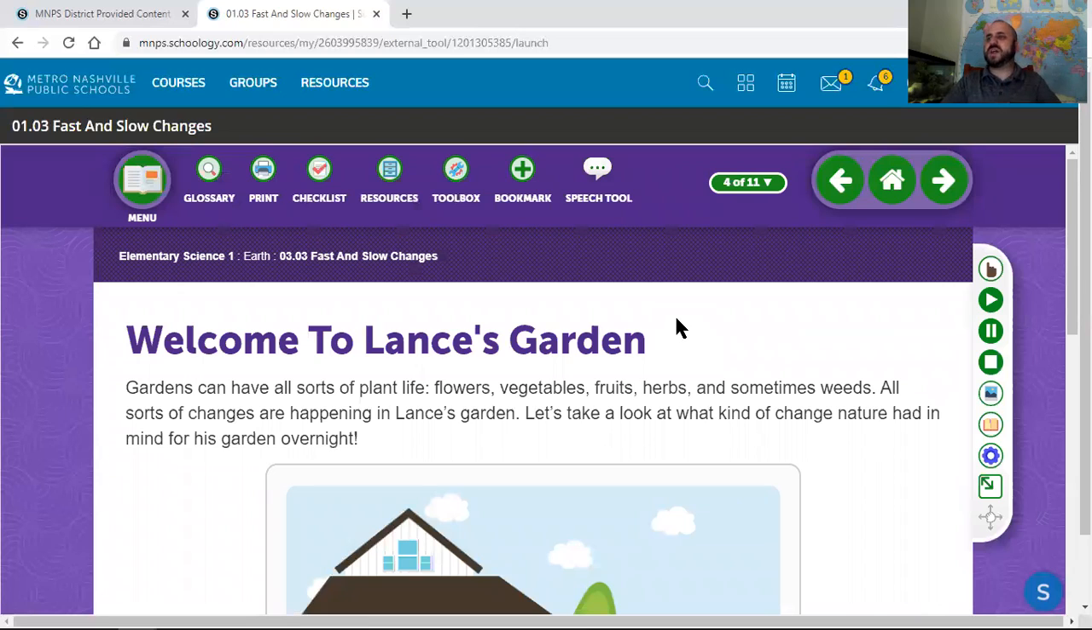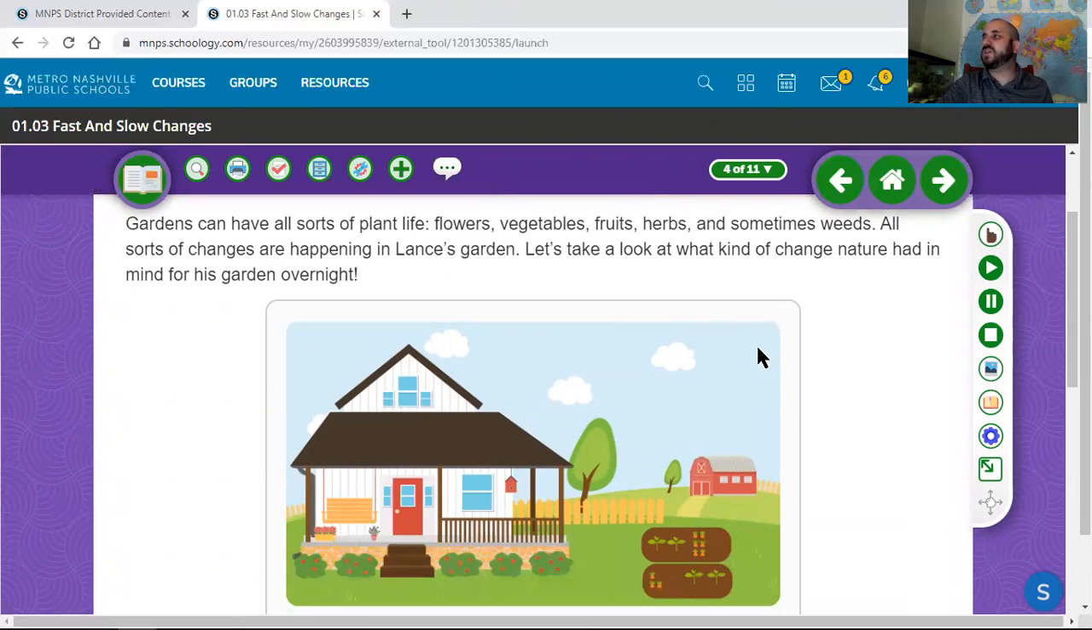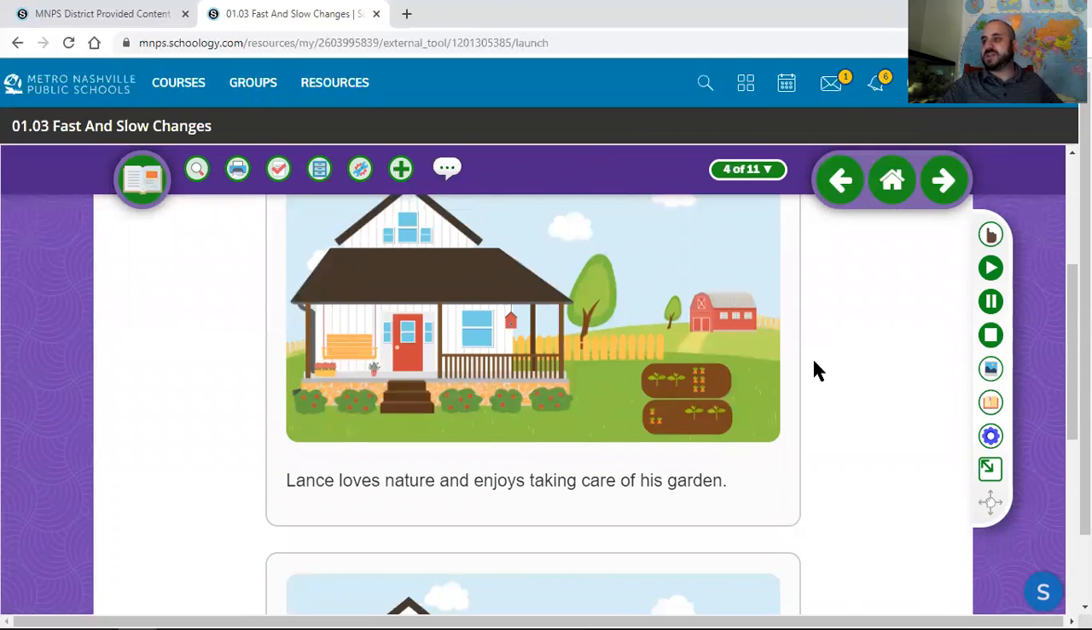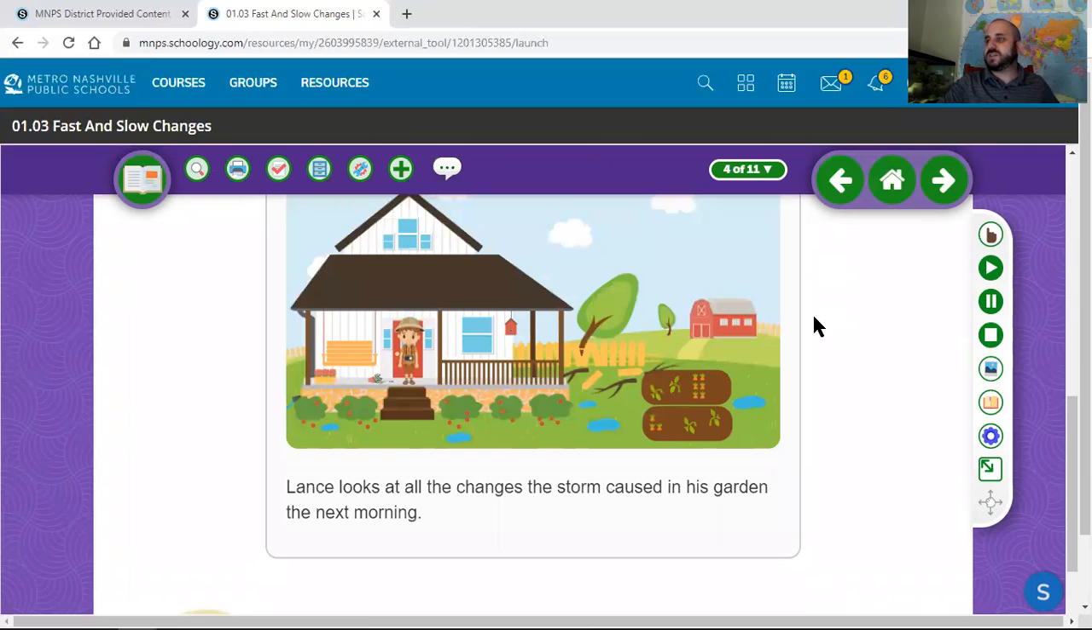All right, welcome to Lance's garden. Gardens can have all sorts of plant life: flowers, vegetables, fruits, herbs, and sometimes weeds. All sorts of changes are happening in Lance's garden. Let's take a look at what kind of change nature had in mind for his garden overnight. Lance loves nature and enjoys taking care of his garden. Lance looks at all the changes the storm caused in his garden the next morning.